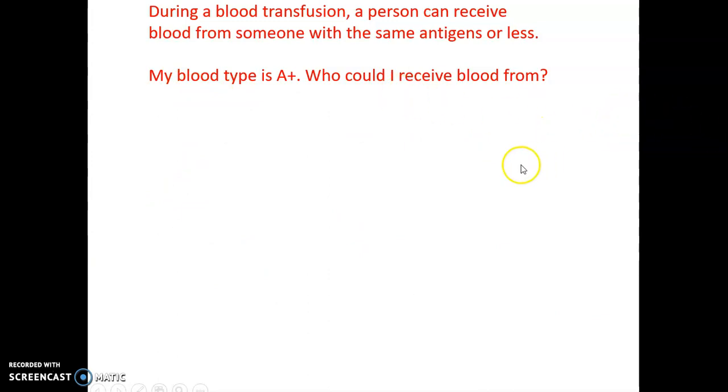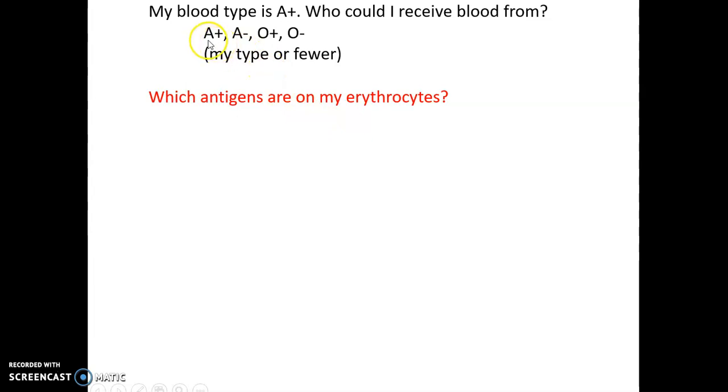Who could I receive blood from? Well, same antigens or less. So I could receive blood from someone who's A positive, have the exact same blood type as me. I can receive from someone who's A negative. They have the A antigen but lack the Rh. That is fine. I could receive blood from someone who's O positive. They lack the A antigen, but they have the Rh antigen. So that is fine. And I also could receive blood from someone who's O negative. They lack both of the antigens I possess. There are no other antigens present, so O negative is also acceptable.